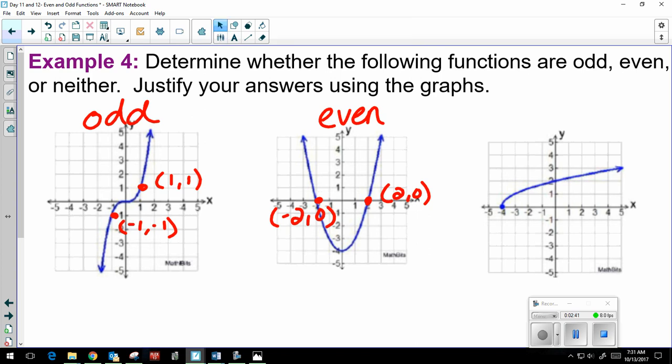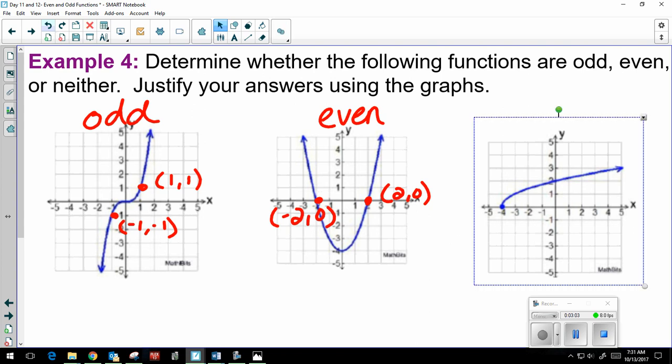And then my last picture on the right. Do I have symmetry over the y-axis? I don't, because on the left side I have the point negative 4, 0 over here, but I don't have a point 4, 0 over here. So it's definitely not symmetrical over the y-axis.